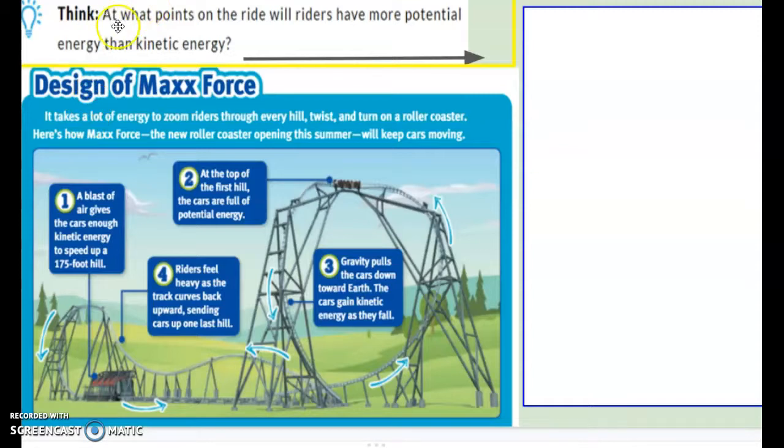Then you have to think about it. At what point on this ride, here's our ride, will the riders have more potential energy? Remember, potential energy is energy that is stored than kinetic energy. So there's one point here that riders will have more potential energy than kinetic energy. In this box outlined in blue, you're going to type in at what point.